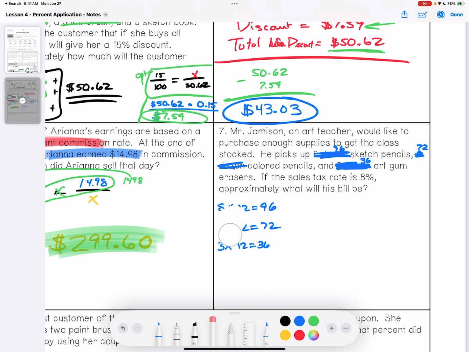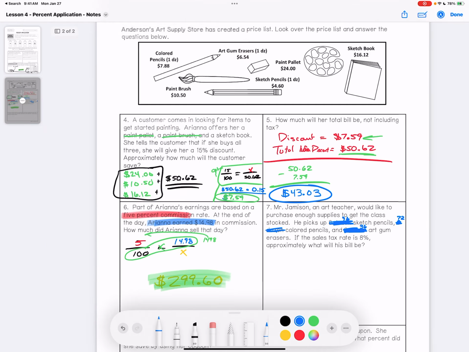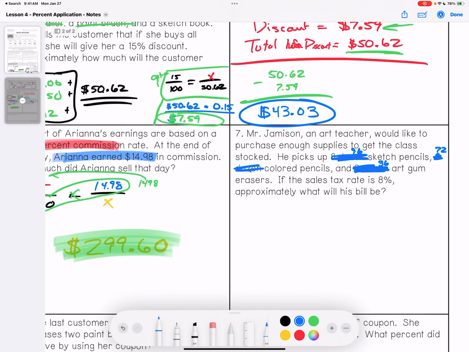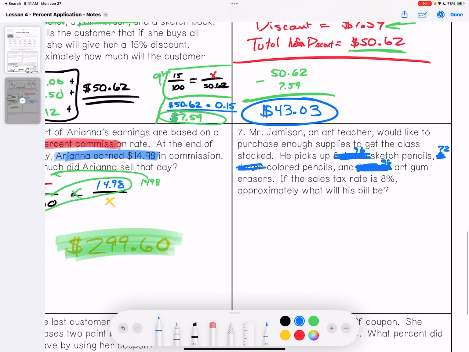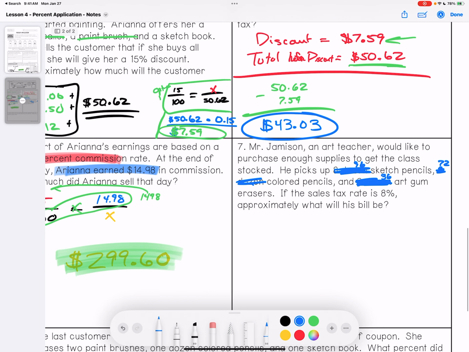All right. So we need to figure out how much each is. Sketch pencils are $4.60 per dozen. Okay, so they're already in dozens. So are art gum erasers, and so are color pencils. So let me erase all that because they already priced them in dozens, which is perfect. All right, so the sketch pencils are $4.60 per dozen times the 8 dozen he got.